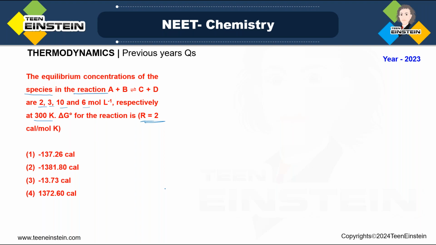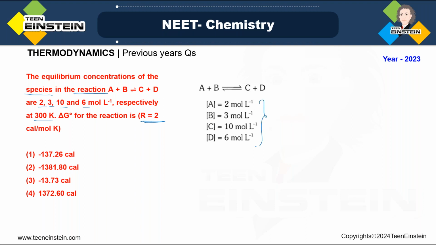But before that, we have to find what is the K equilibrium value for this reaction A plus B producing C plus D. So we'll just put all the concentrations, as you can see here, all these 4 concentrations are given, and that we will put in the expression of K equilibrium. Now K equilibrium will be concentration of C multiplied by concentration of D, and there is no coefficient, so it will be simple A and B. Now if you put all these, you will get the value of K equilibrium.